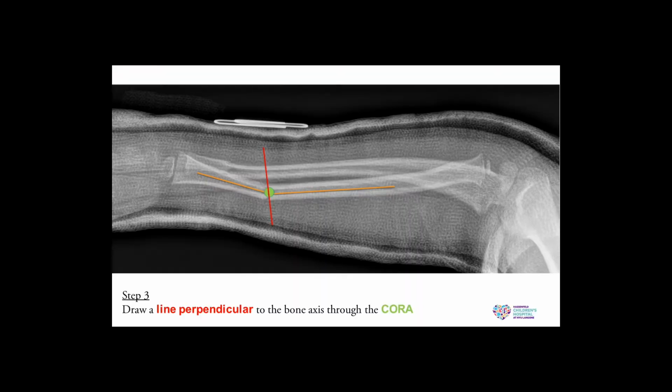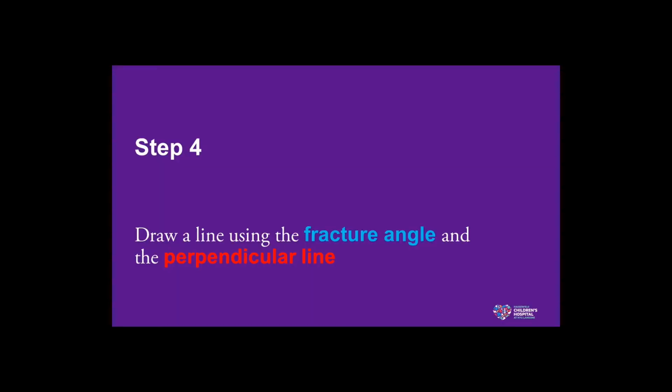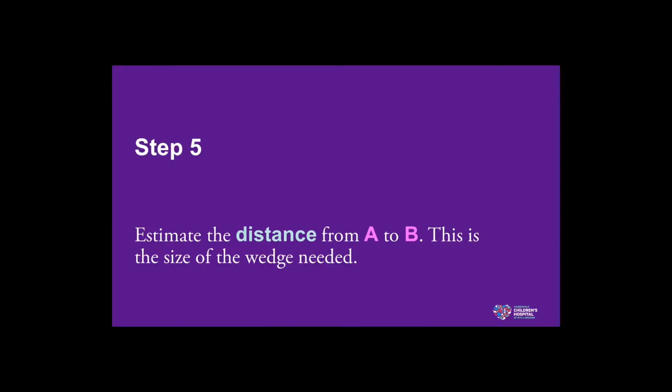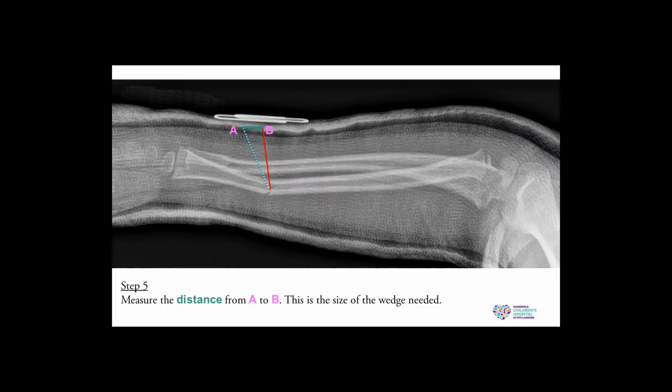Step 3, draw a line perpendicular to the bone axis through the center of rotation. Draw a line using the fracture angle and the perpendicular line to it. Estimate the distance from point A to point B, and this is the size of the wedge needed.